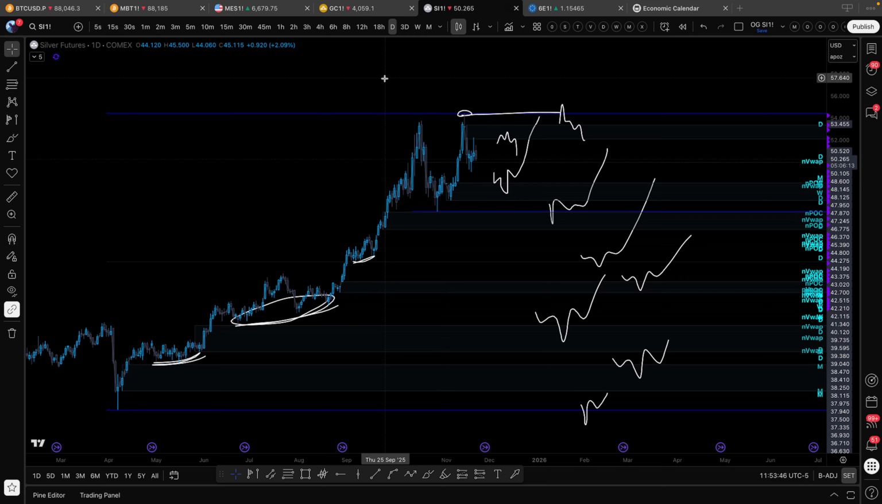So that should get you covered for a while, especially to the downside here. And once we create more structure, we will update these swings as we go along.